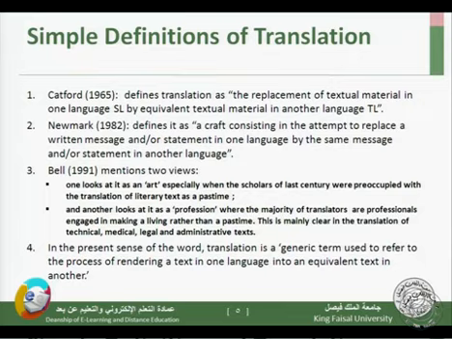Bell looks at or defines translation from two points of view. Or he mentions, he doesn't define it actually, he just mentions it. He mentions two views. One view looks at translation as an art. Why as an art? Because it used to be done, especially when the scholars of the last century were preoccupied with the translation of literary texts as a pastime.